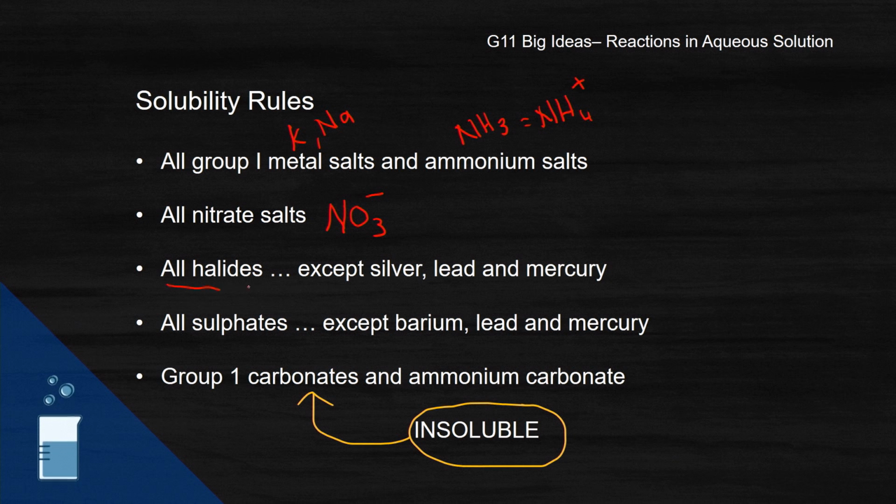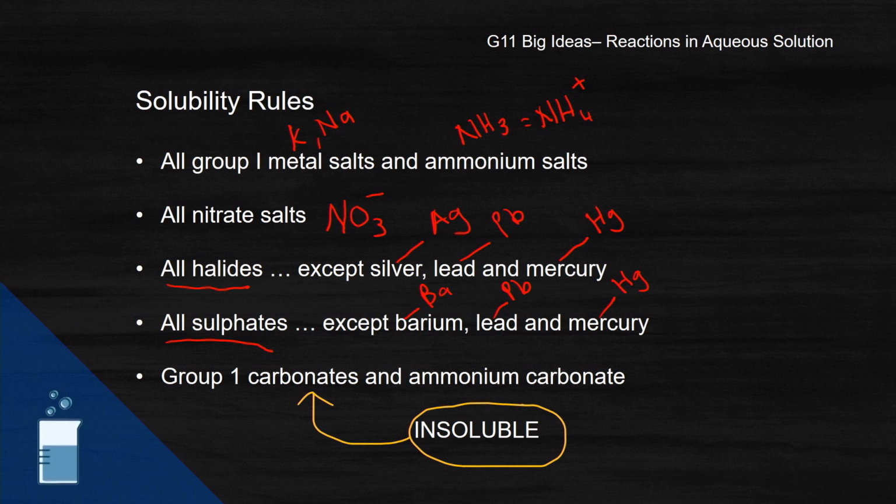All halides are soluble except, have a look at these exceptions: silver, lead, and mercury halides are going to be insoluble. In other words, they are going to form a precipitate. All sulfates are soluble except for barium, Ba, lead again, Pb, and mercury. Those three exceptions, those sulfates, are insoluble.